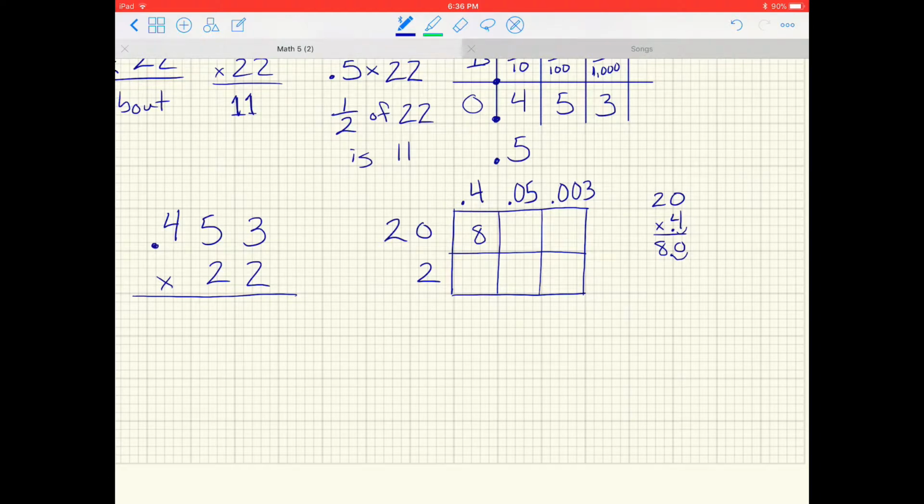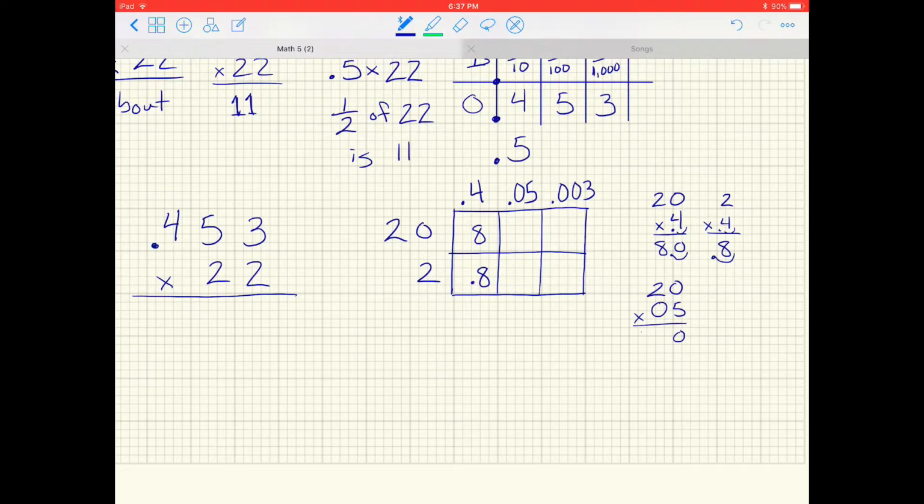Go down now and do the 2 times 4 tenths. This is kind of interesting since we have a 20 and a 2, and 20 is 10 times bigger than 2. So when I do 2 times 4 tenths, I get 8 tenths, which is 10 times less than the 8. Okay, not surprising since the 2 is 10 times less than the 20. Okay, so 20 times 5 hundredths.